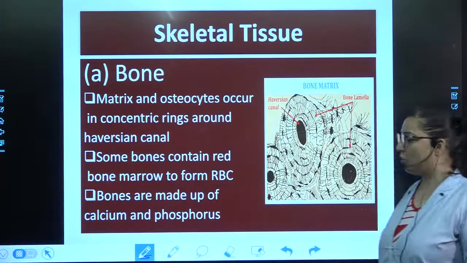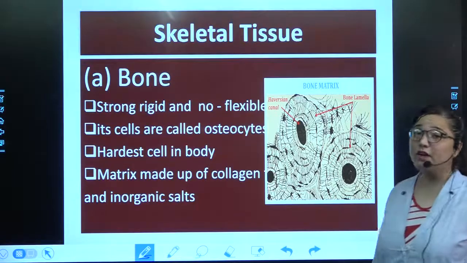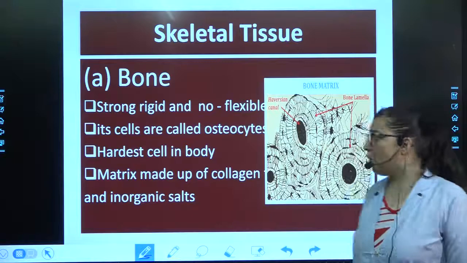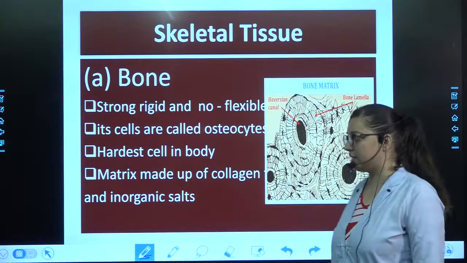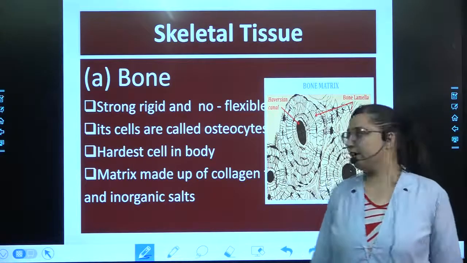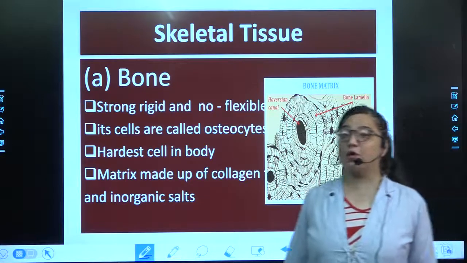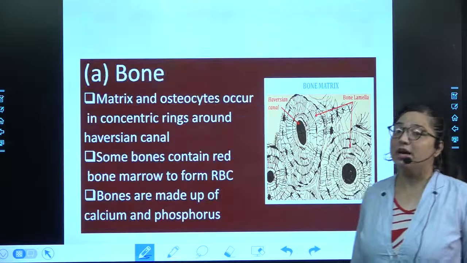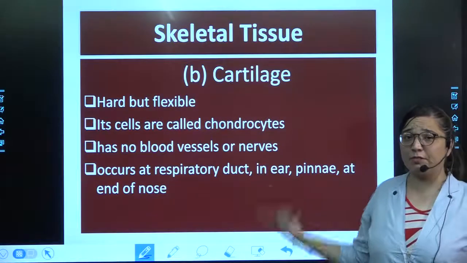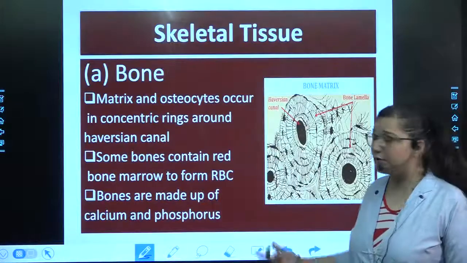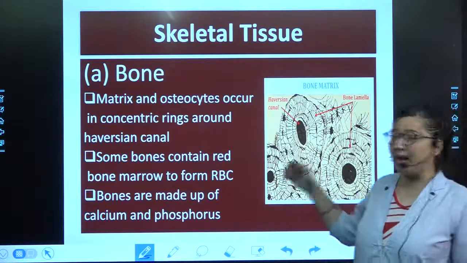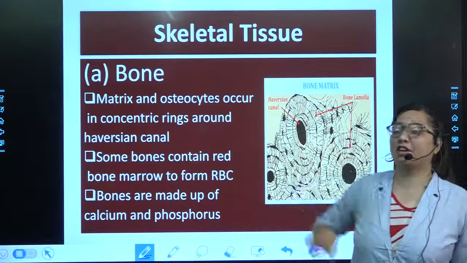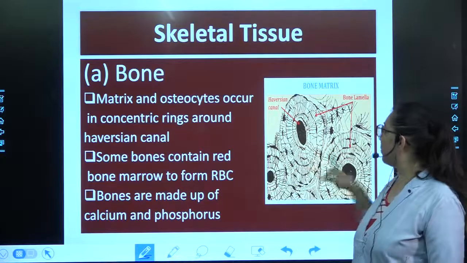Once again, we will see the whole of the bone. Very first, it is strong, rigid and non-flexible. Moreover, what are its cells called? Osteocytes. It is the hardest cell in the body. Next, what is its matrix made up of? Its matrix is made up of collagen fibers and inorganic salts. Then the next part about the bone is its matrix and osteocytes. They are arranged in the form of concentric rings around the Haversian canal over here.